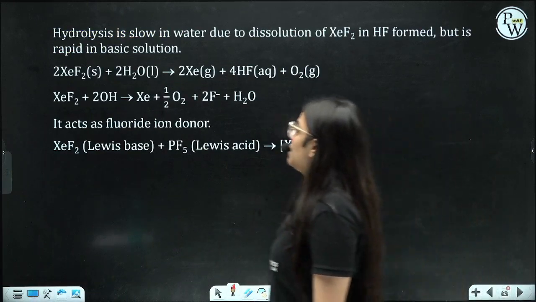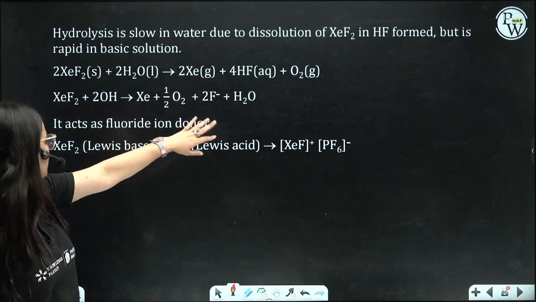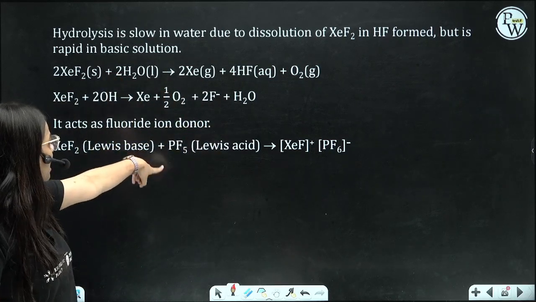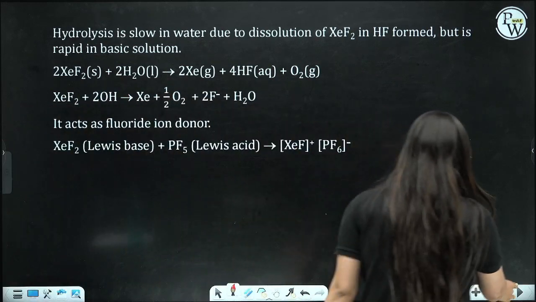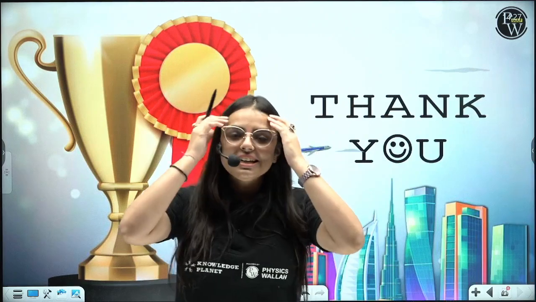Now, hydrolysis in water is very slow. It will hydrolyze slowly and give you Xe plus HF plus O2. It can act as a fluoride ion donor as well. Yes, xenon fluorine compounds. So yes, students, now we are ending today's session over here.